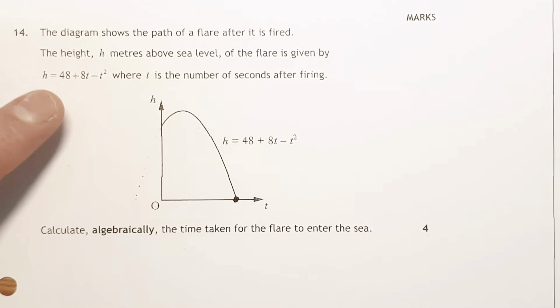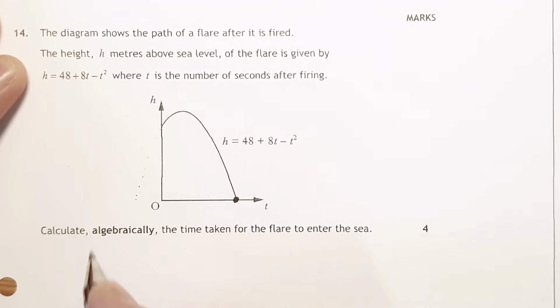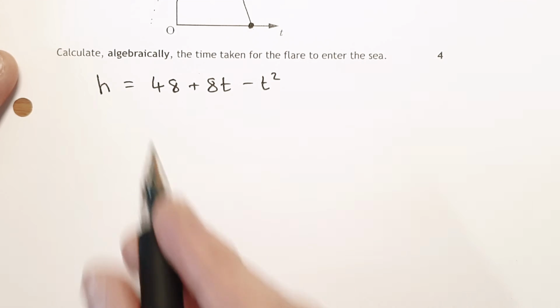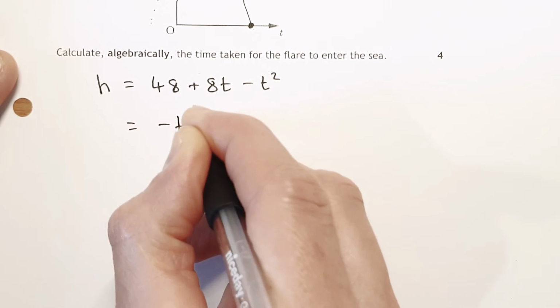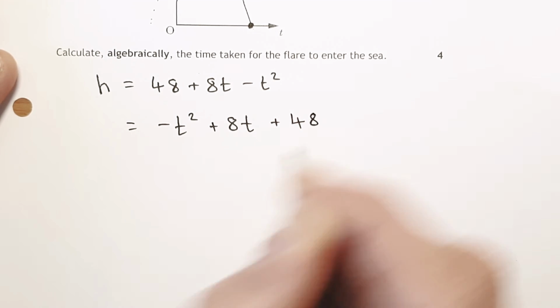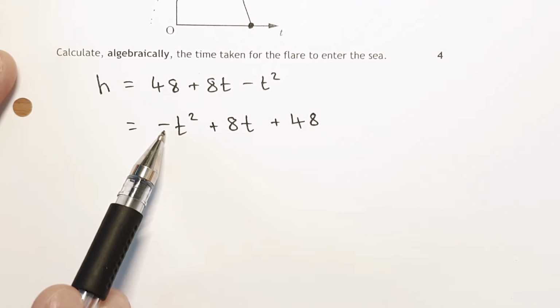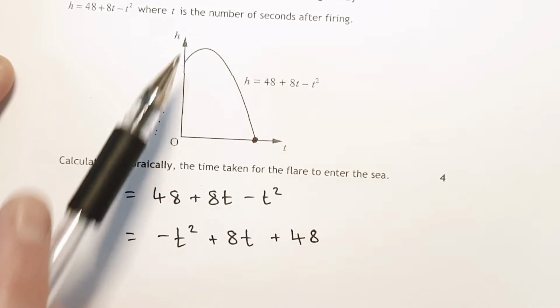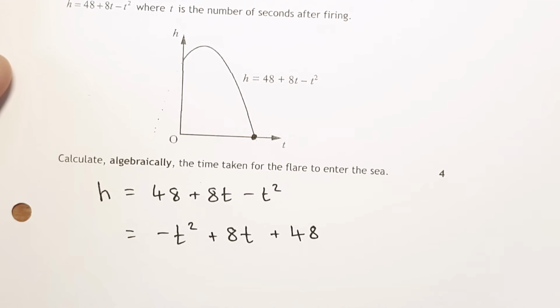So what we've got here is an equation for the height. So h equals 48 plus 8t minus t squared. Now generally when you're working with trinomials like this for quadratics, you'll be more familiar with having the t squared at the beginning. So I'm going to just jiggle it around a little bit to put negative t squared and then the t, so it's 8t plus 48. Now it's got a negative here. It's a maximum turning point, so you'd expect the graph to look like that when you've got a negative in front of the squared term.